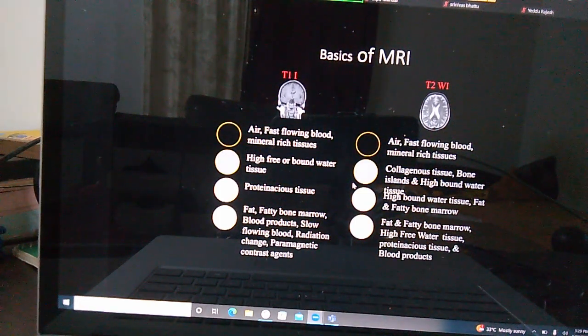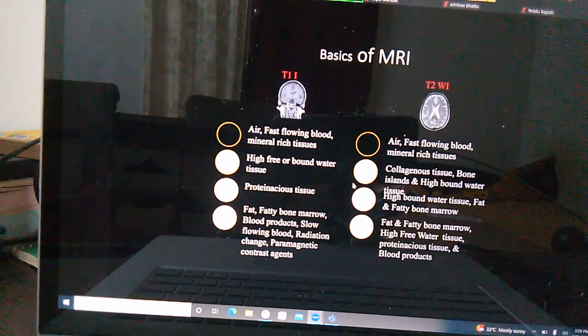And what are the common MRI sequences we use? Depending on the signals, these MRIs are classified into T1 weighted and T2 weighted images.